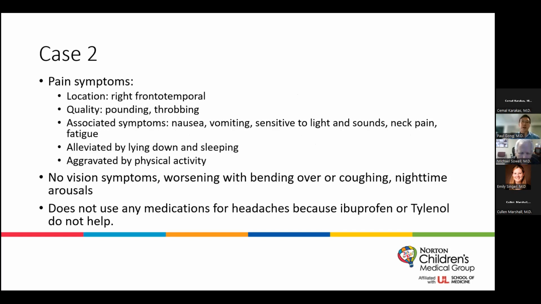Her pain is right-sided frontotemporal with a pounding, throbbing quality. And she also has nausea, vomiting, sensitivity to light and sound, neck pain, and fatigue. Her headaches are improved by lying down and sleeping, and aggravated by physical activity. She also does not have any vision symptoms, worsening with bending over, coughing, or nighttime arousals. She does not use any medications at this point because she's tried ibuprofen and Tylenol, which do not help.